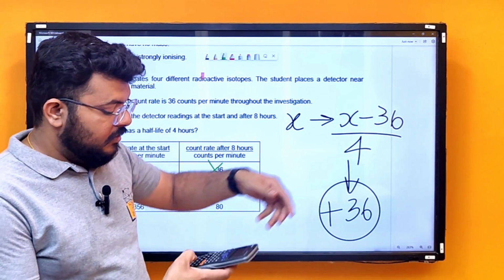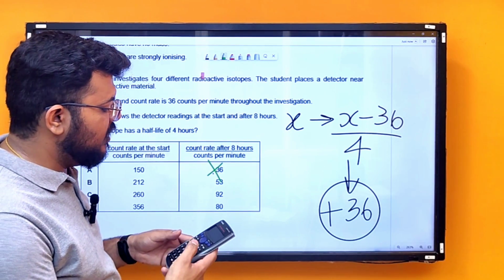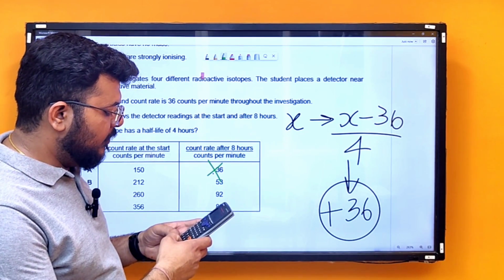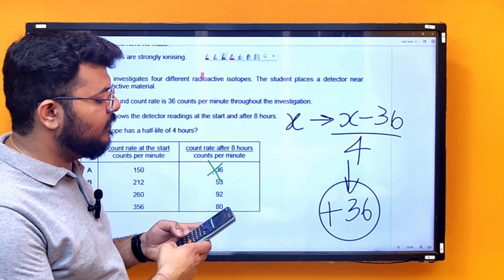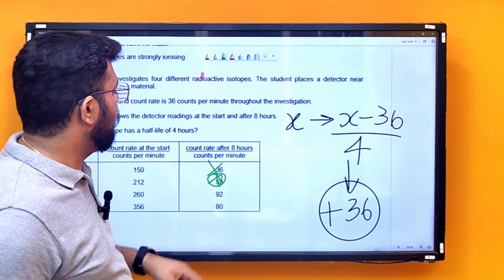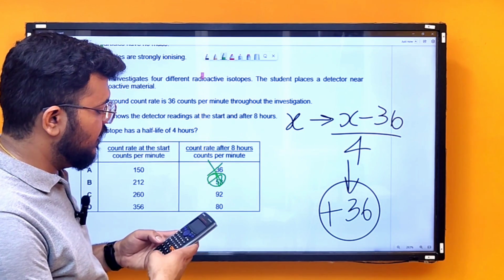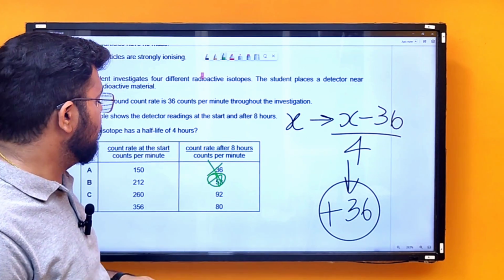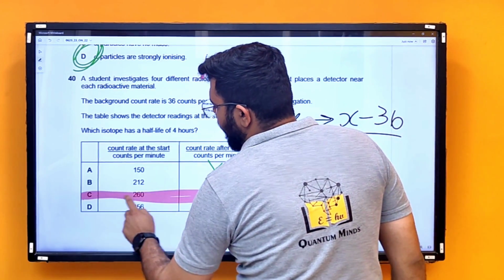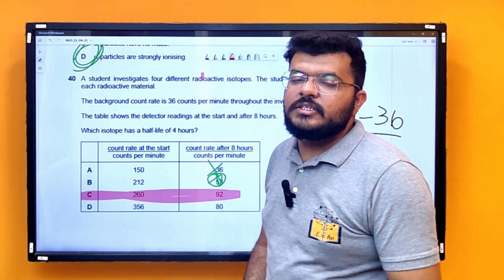Next, 212 minus 36, divide by 4, plus 36 gives me, sorry, I did something wrong. So 212 minus 36, divide by 4, plus 36 gives 80, and this is 53. So not our answer. Then we have 260 minus 36, divide by 4, plus 36, that is 92, and hence C is the radioactive isotope that has a half-life of 4 hours, right? I hope you understand the answer. I hope you understand the paper.